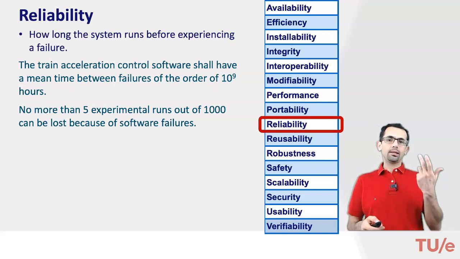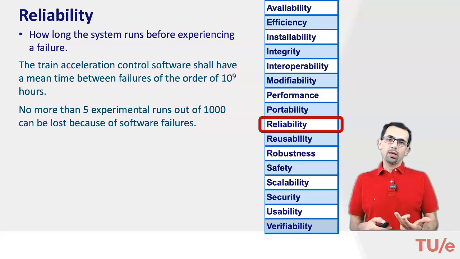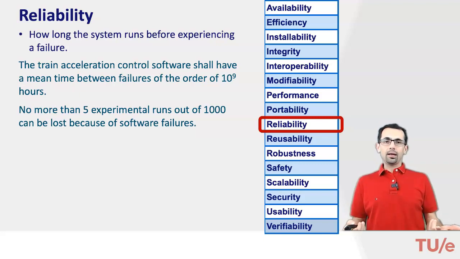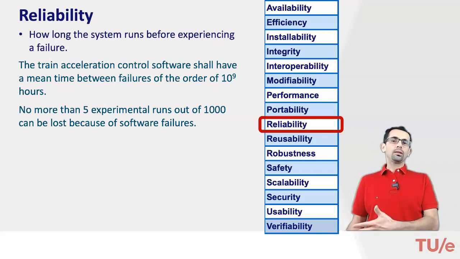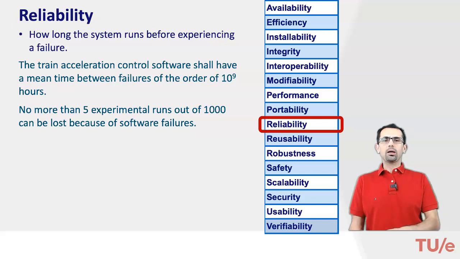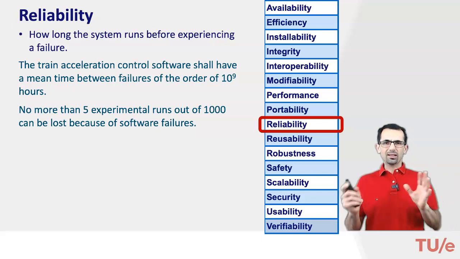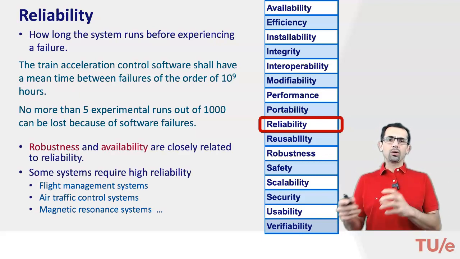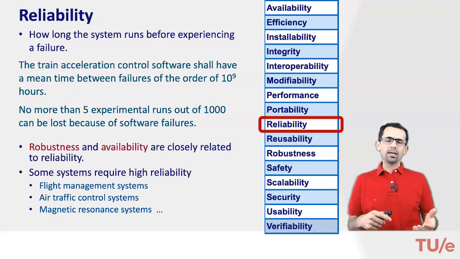Reliability is yet another very important topic, and it's basically unfair to show just one slide and that's it. In fact, in the handout you will see more information about reliability. Again, what is reliability? How long the system runs before experiencing any failure, particularly if you're talking about mean time to failure type of metrics that you can use. That's reliability, and it's very closely related to robustness and availability.